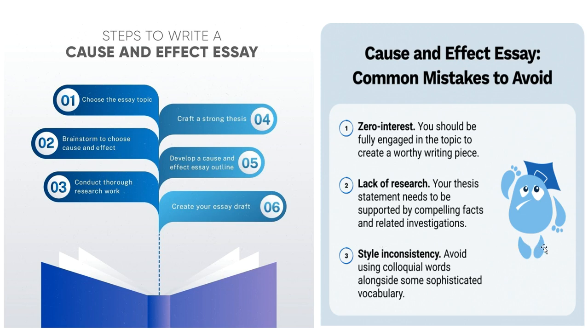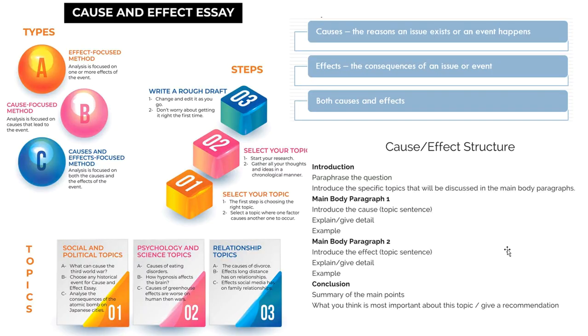Then style inconsistency, that means avoid using colloquial words alongside sophisticated vocabulary. That means avoid unnecessary statements like that. Next, there are different factors to easily understand what is the cause and effect method. Generally it is divided into three types: first, effect focused method, cause focused method, and cause and effect focused method.